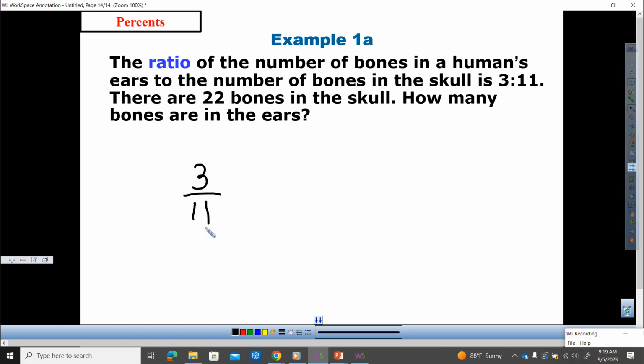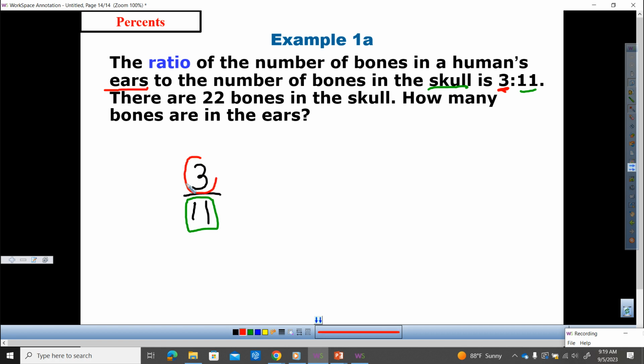3 to 11. Now, to get organized, I'm going to use colors to see which number belongs to which bones. So here it says, I'll start with red. The ratio of number of bones in the human what? Ears to the number of bones in what? In skull. So which one was mentioned first? And second? Skull. So these numbers correspond to that. Which one should I underline in red? And then the other one in green. So that's keeping me organized. So this is green, and this is red.